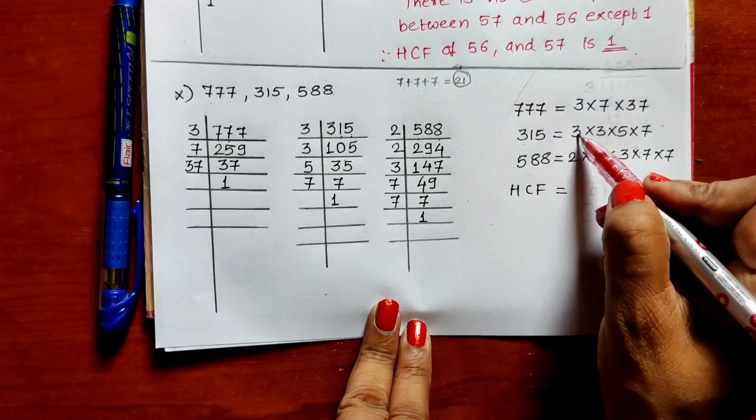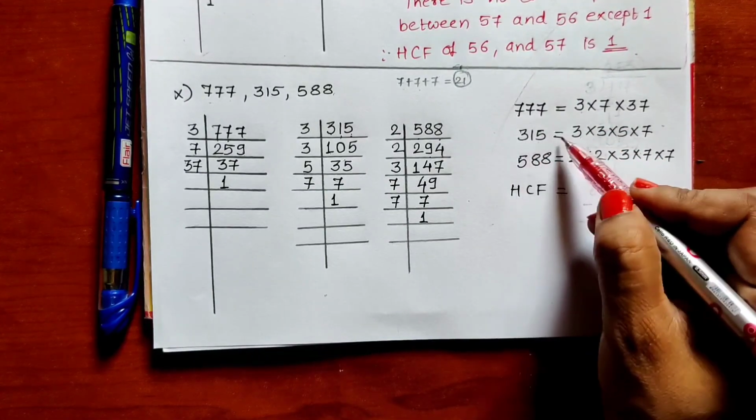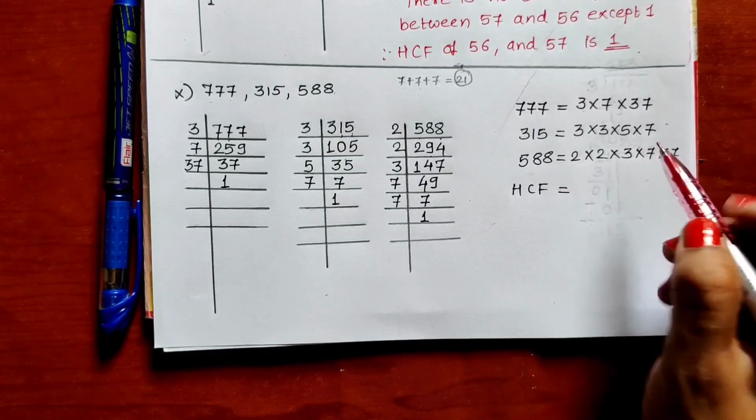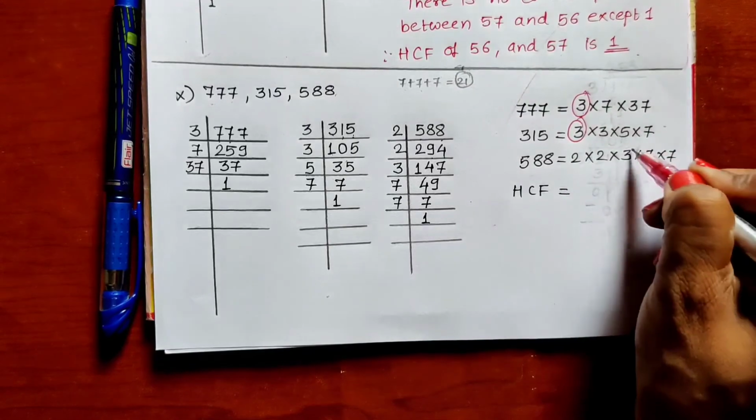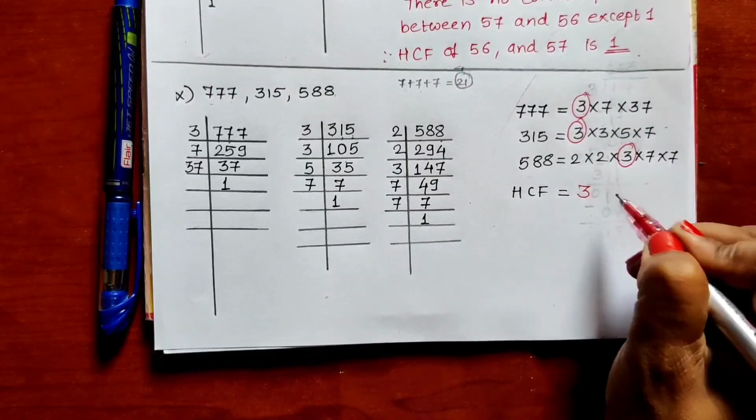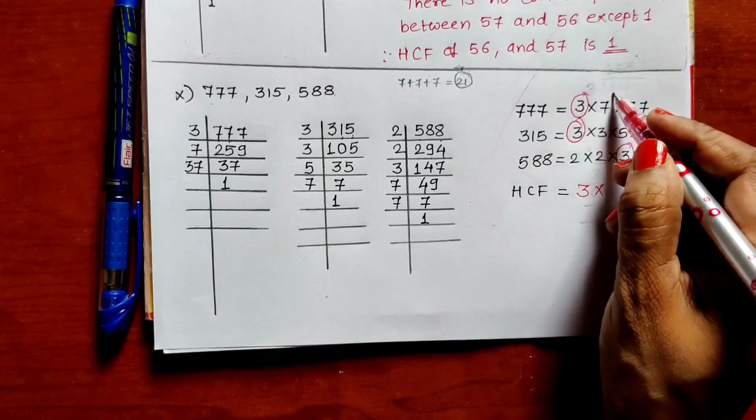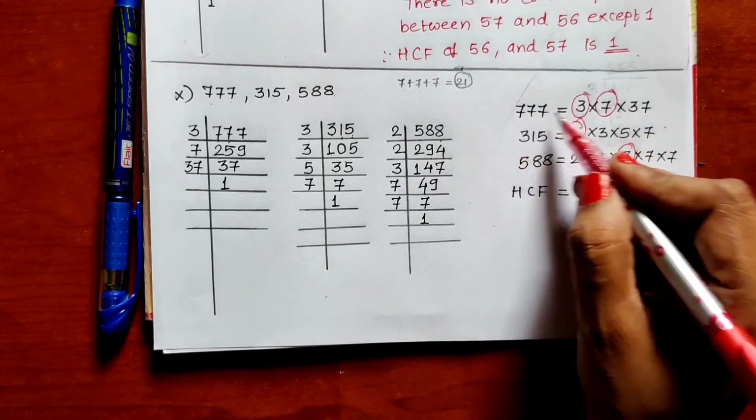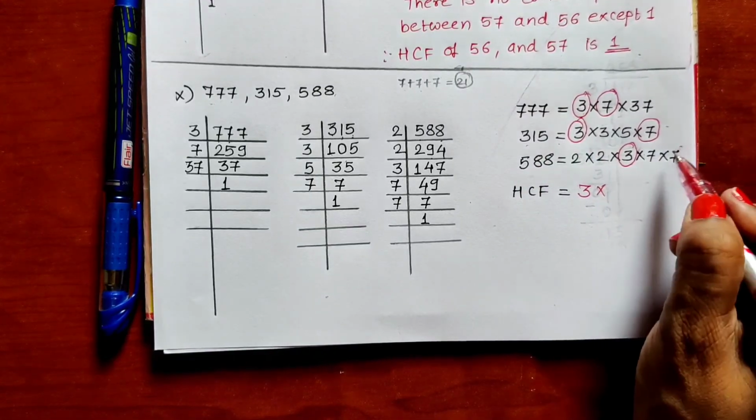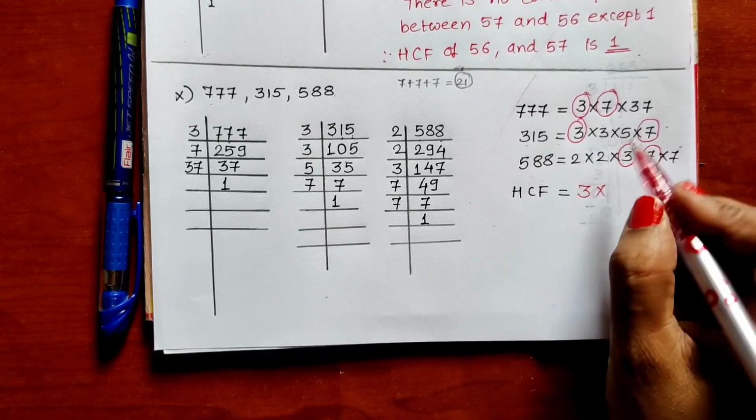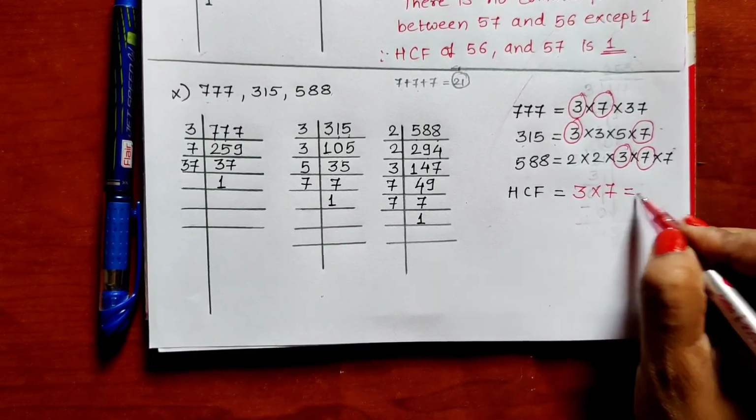Can we see a common factor? 3 is there in 777 factors. 3 is there in 315 factors. And yes, 3 is there in 588 also. This 3 is common. 3 is a common factor. Let us check whether any other common factor is there or not. 7 is there in 777 factors. 7 is there in 315 factors. 7 is there in 588 factors. So 3 into 7 are the common factors. So 3 7s are 21.